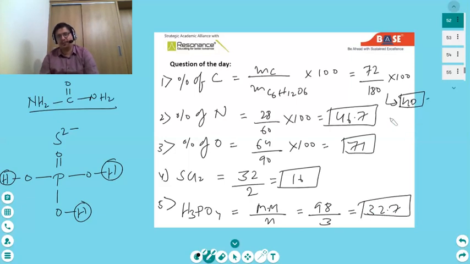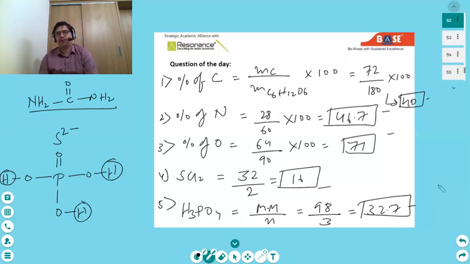So these three are in percentage and these are equivalent mass, gram equivalent. So these are the questions from your previous class, previous session topic. 3 questions on the percentage composition and 2 questions were there on your equivalent mass concept. So I hope you have understood well. That's it from the previous class.